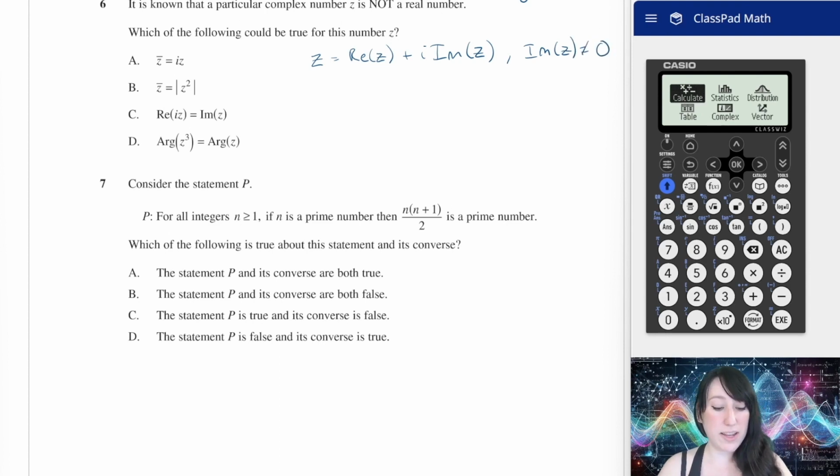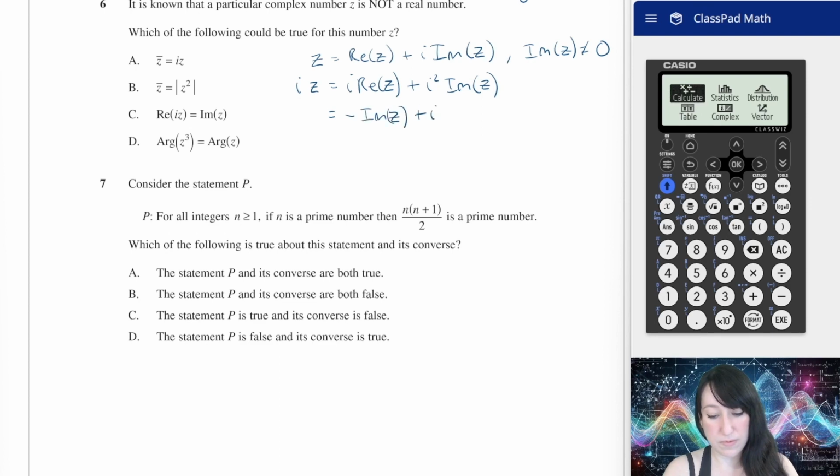Now 2 of the options involve i times z, so let's consider what happens if we do that. We would get its real component becomes the negative of the imaginary component, and the imaginary component would be equal to the real component of the original number. So could something like option A be true? That this could equal the conjugate of z?